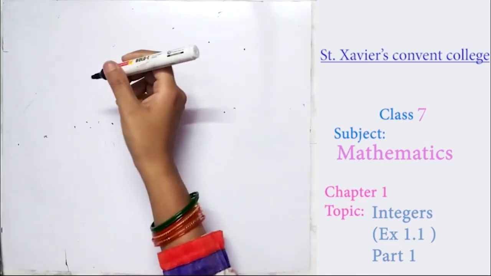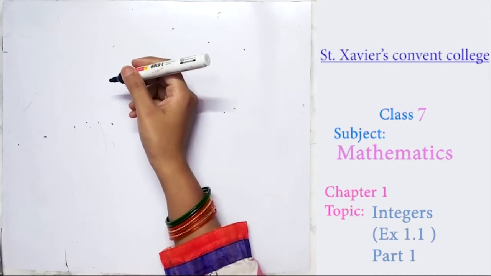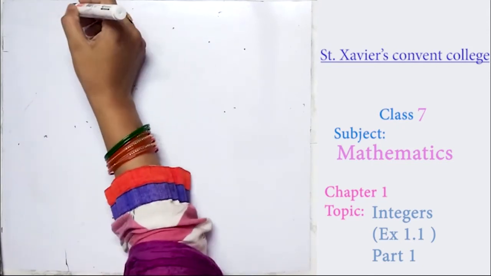Now we will discuss the properties of the integers. The first property is the commutative property.